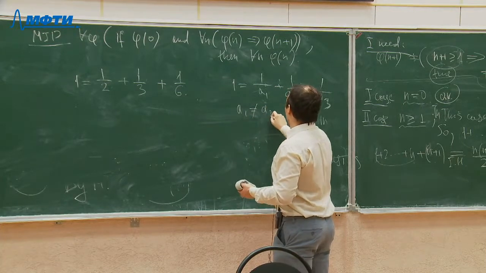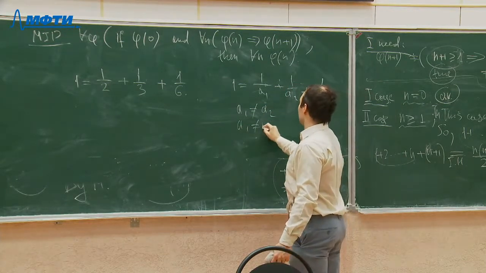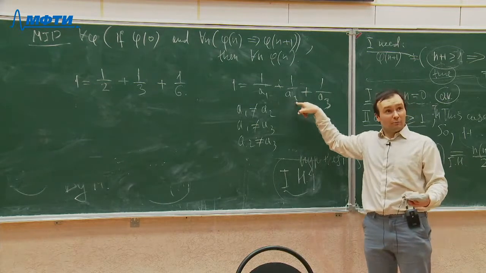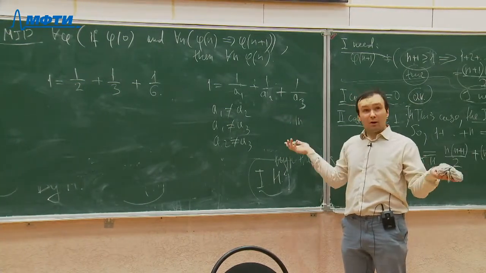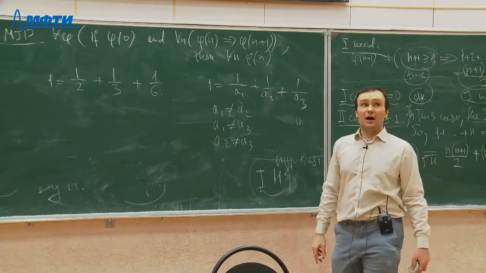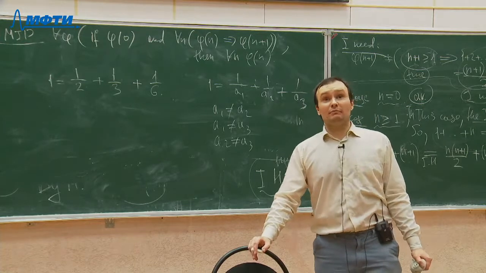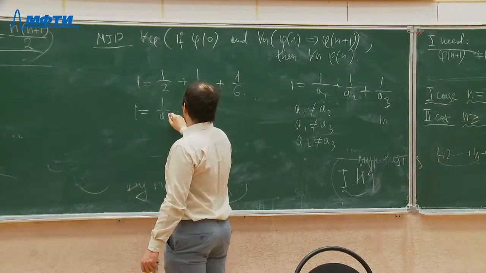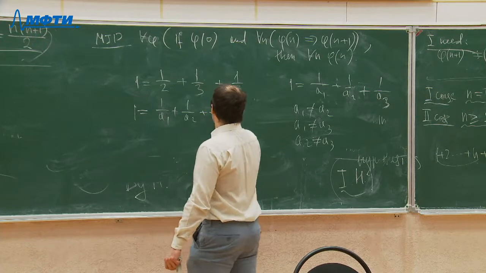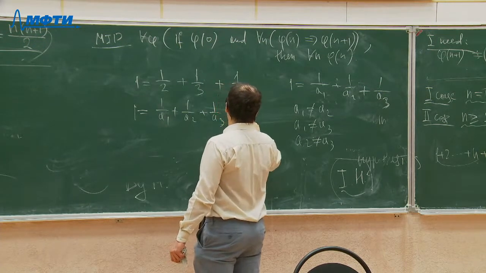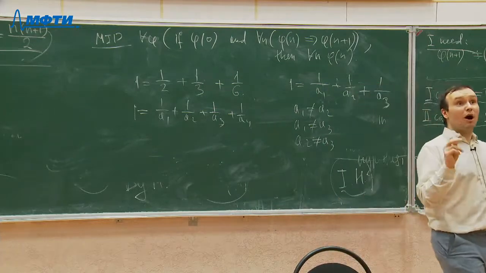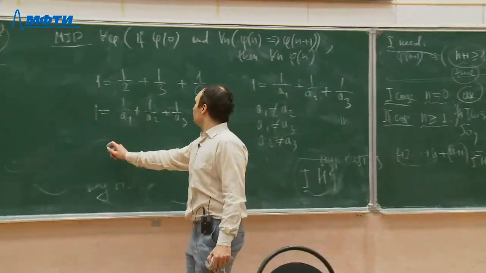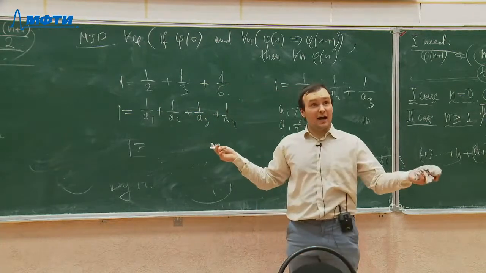A1, say, differs from A2, A1 differs from A3, and A2 differs from A3. No 2 of these are equal. But my question will be as follows. Is it possible to express 1, for example, as a sum of 4 such numbers? How? So, please. Where, of course, they should be pairwise distinct.